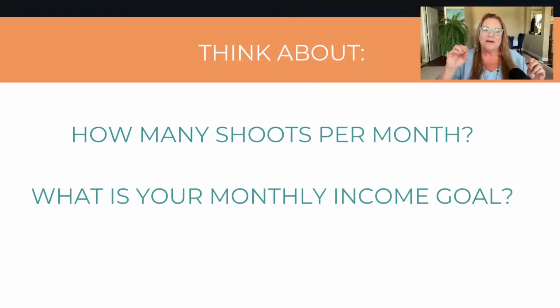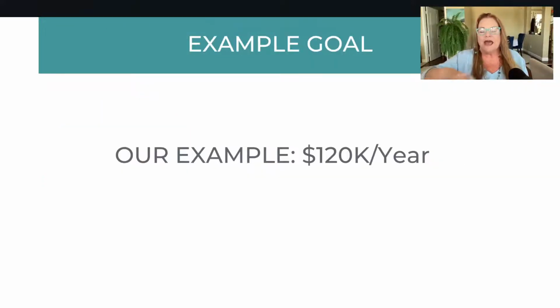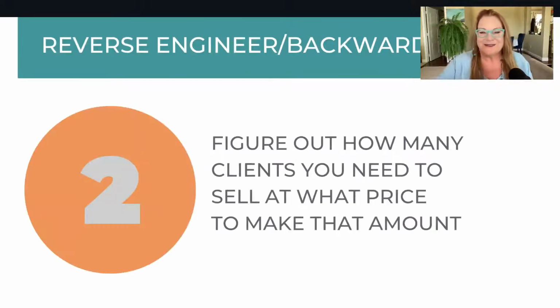And let's work backward. I like to begin with the end in mind. How many shoots per month do you want to do? What's your monthly income goal? You need to have all the pieces in place to reach this goal. You need to figure out how much you need to make to reach your goal or replace your current income. And we're just going to pull in a little example together. So say you wanted to make $120K a year, or say you want to be like Rosalind and make $250K, because that's totally doable too.